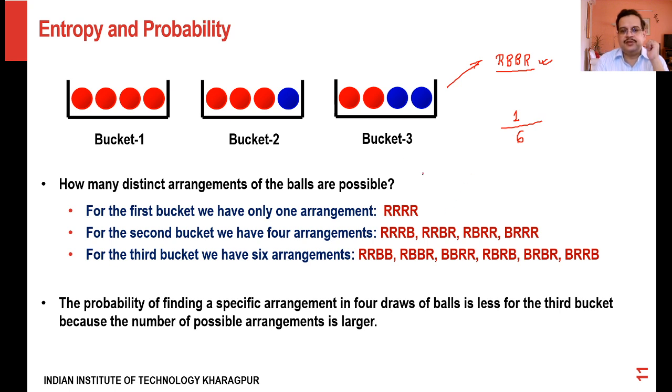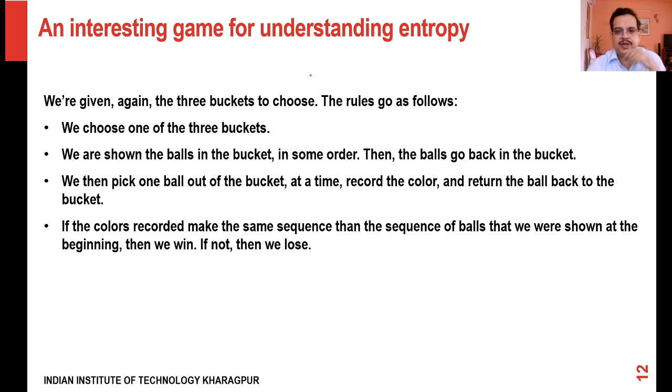Whereas if you look at the second bucket and you take any of the combinations that are possible there, say RRBR, then the probability that I will end up with this sequence of drawing the balls is 1 out of 4, because there are 4 possibilities and this is one of them. So the higher the entropy, the lesser is the probability that I will pick up exactly one combination, or rather one sequence. So we can understand entropy by using this game.